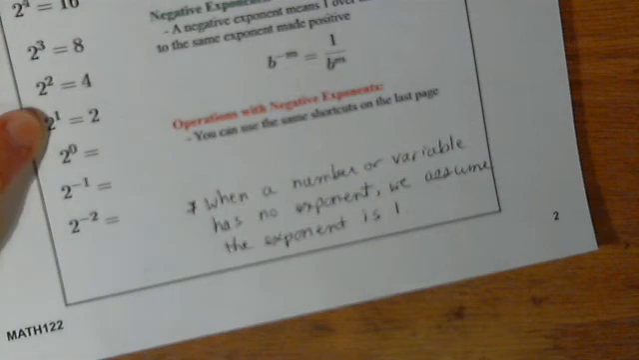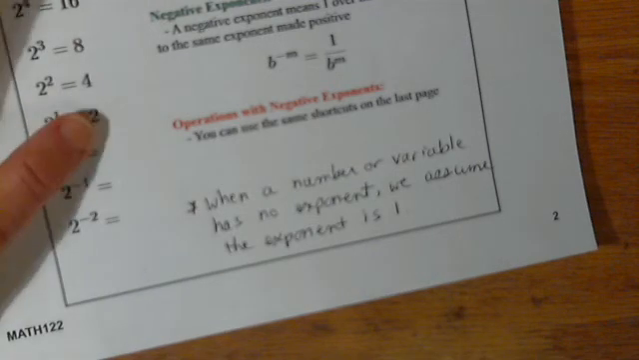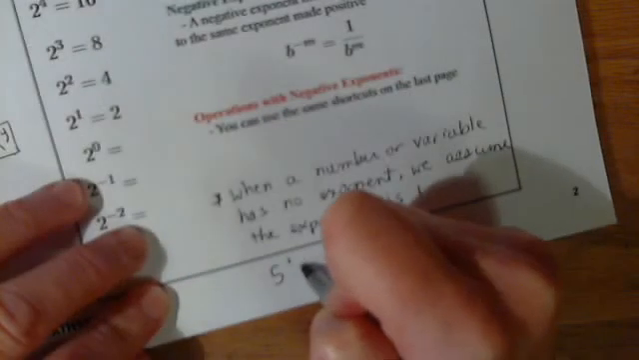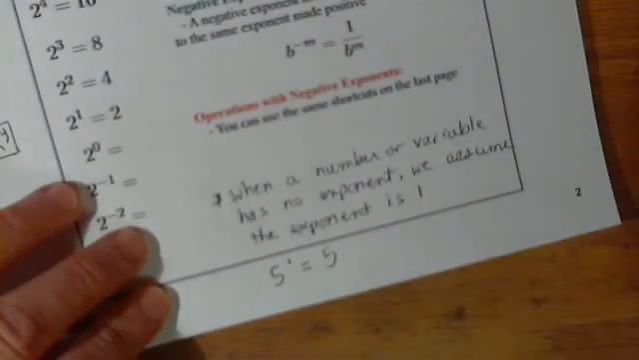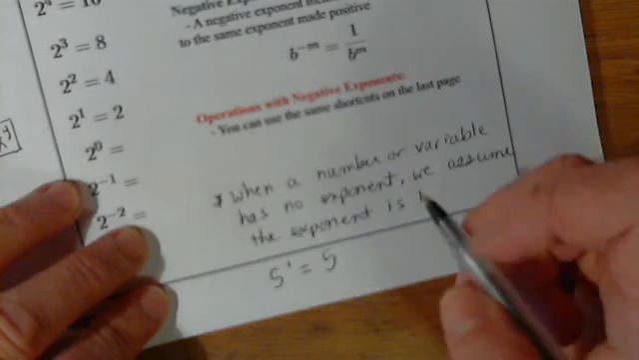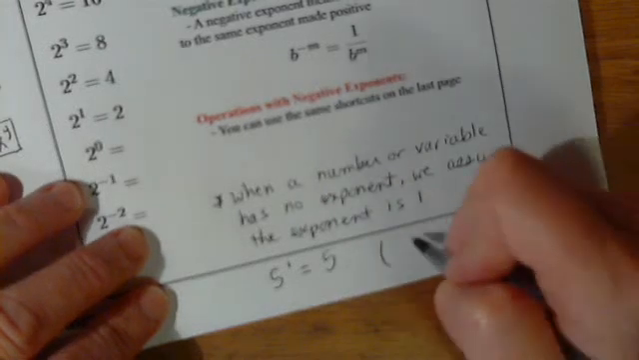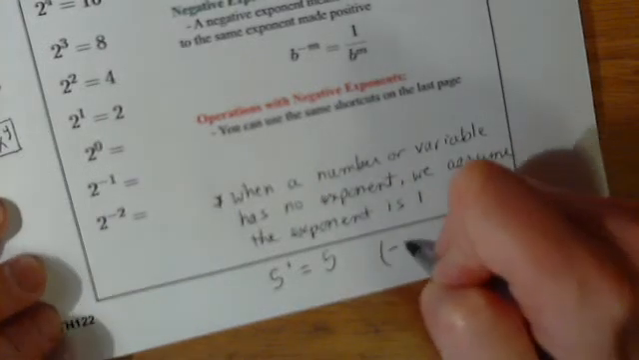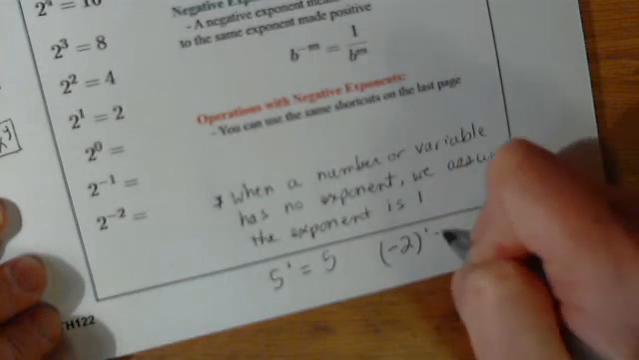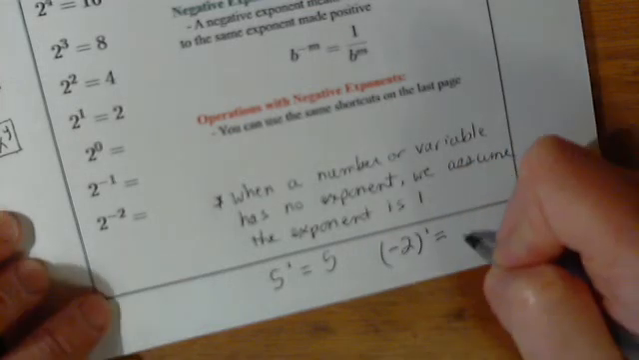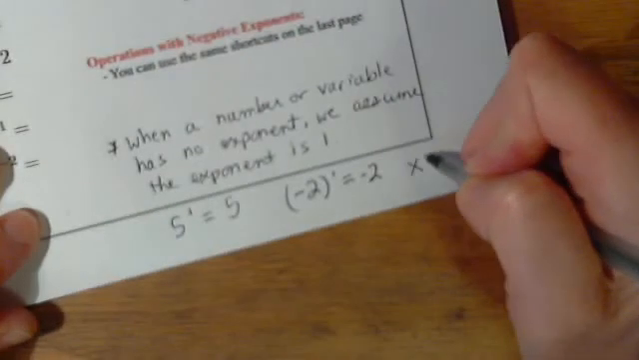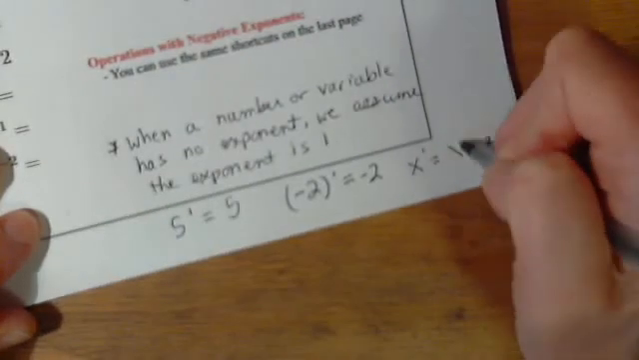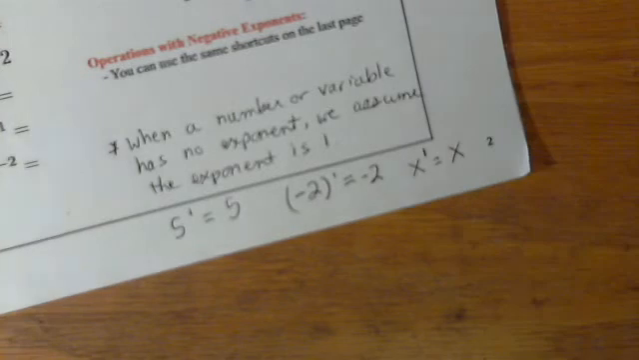Alright, and we have one example over here. 2 to the 1st power is the same as just plain 2. 5 to the 1st power is the same as 5. Let's write that one down. Let's put another negative number. Let's do negative 2 to the 1st power. That equals negative 2. Let's do a variable. X to the 1st power is just x. Okay, so keep those in mind.